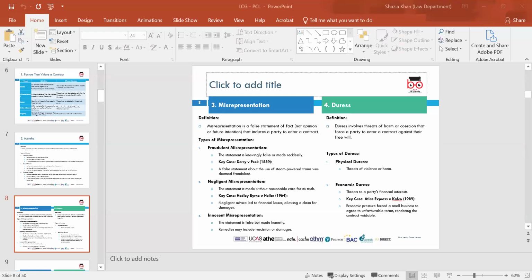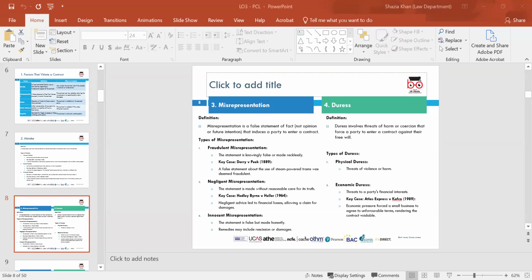Okay? Negligent misrepresentation differs from negligent misstatement, the latter being an action in tort, which may be invoked with or without a contract being in place. An action for negligent misrepresentation can only arise within contract law.